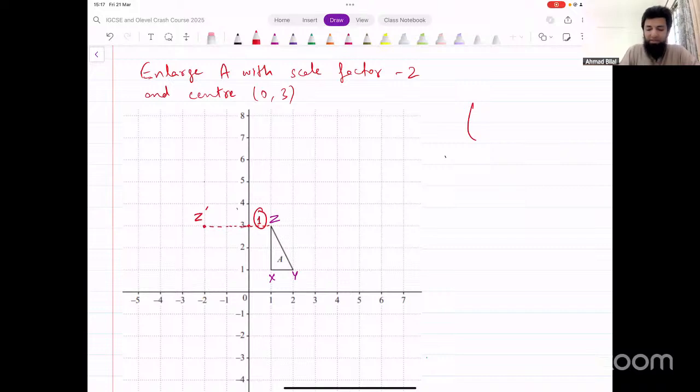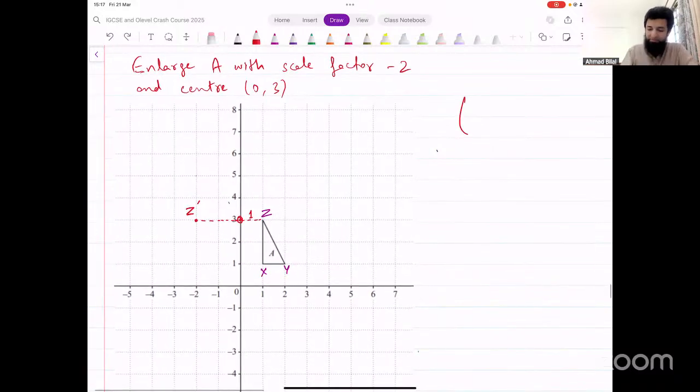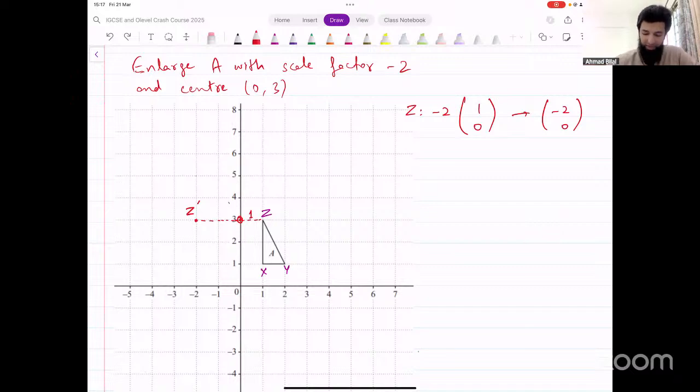Again, you can think of it using vectors as well. Where is point Z with respect to the center of rotation? This is the center of rotation, 0, 3. Point Z is 1 unit right and 0 units up or down. You multiply it by the scale factor, which is -2. That gives you -2, 0. So from the center of rotation, you have to go 2 units left, and that gives you that point Z prime.